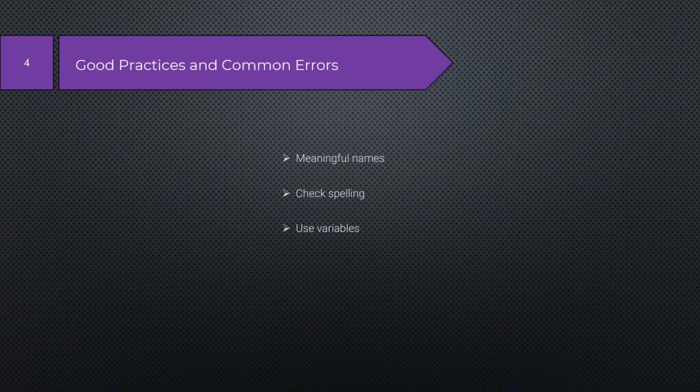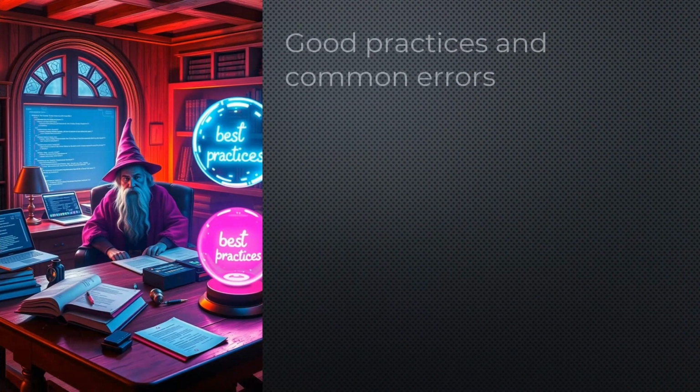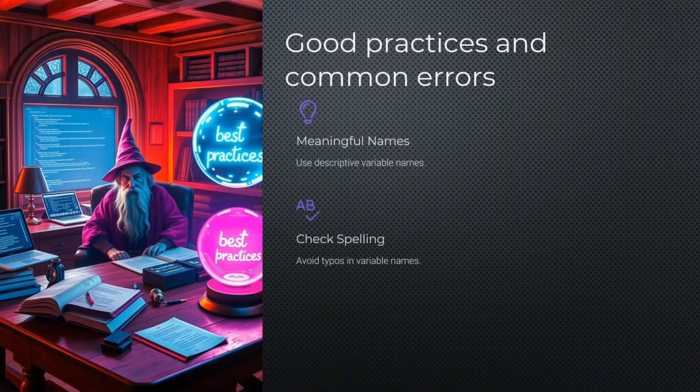On to our last objective, good practices and common errors. And finally, a few wizardly tips to keep your code error-free. Use meaningful variable names. It's tempting to name everything X or Y, but player score is way better. Be careful with spelling. Small typos can break your code. Double-check your names. And don't hard-code values. Use variables instead. This way, if things change, you only need to update it in one place.